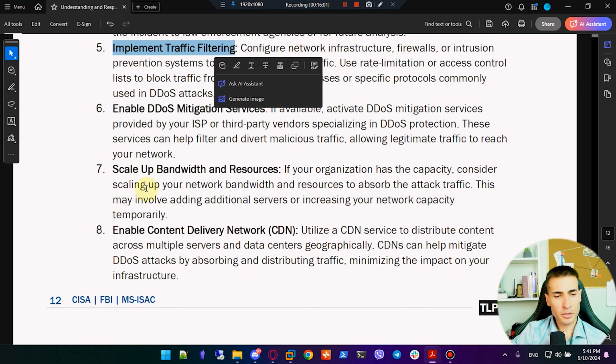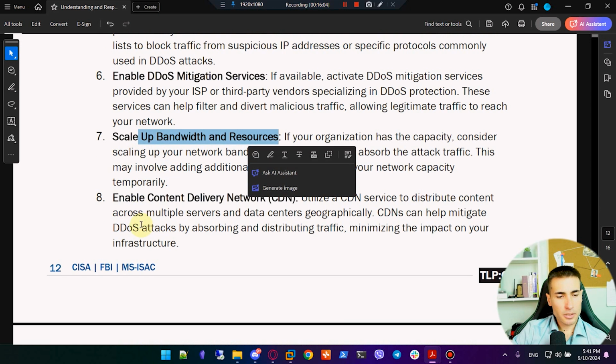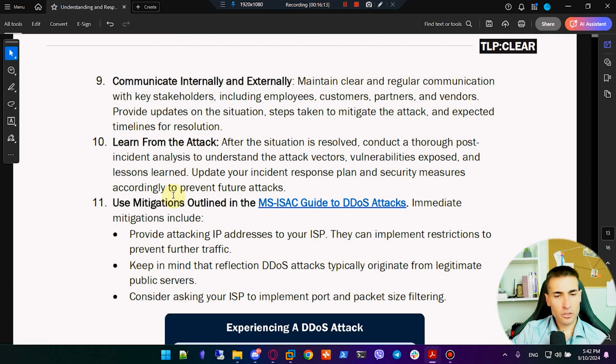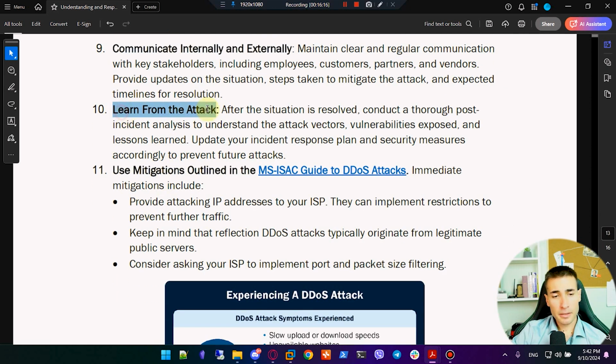Traffic filtering is really important. Bandwidth and resources, basically to scale up or down depending on how much bandwidth you need. Communicating internally and externally is really important. And learn from the attack. You have to zoom out after the incident occurred. You are back up and running. You have to investigate, all right, how did my incident response plan help me? Are there any gaps that we missed? What is missing from the incident response plan? Are there any controls that failed or any controls that worked? How did they work? How did they fail? How can we improve the security or our reaction time?